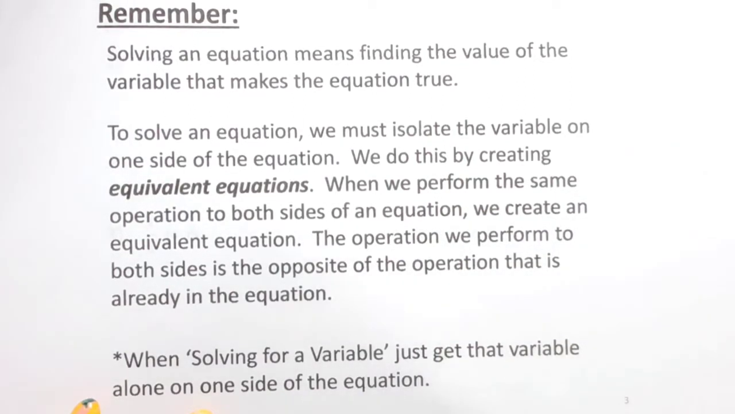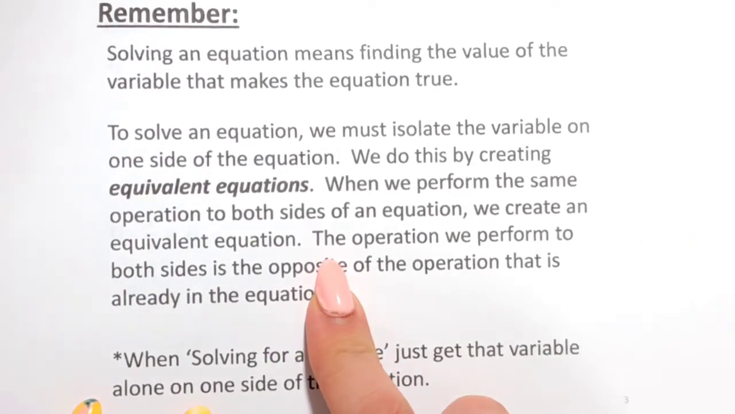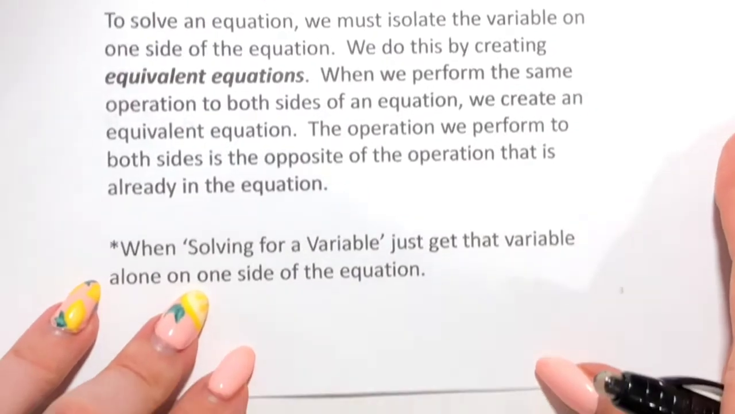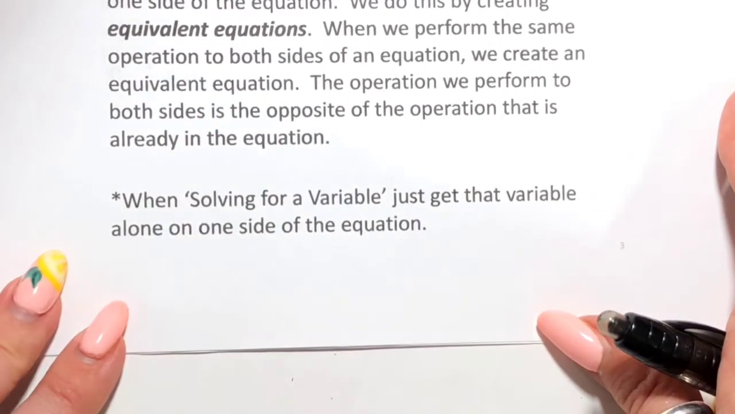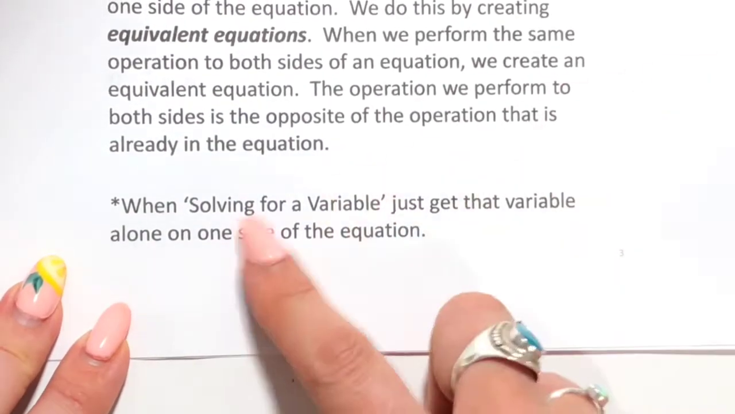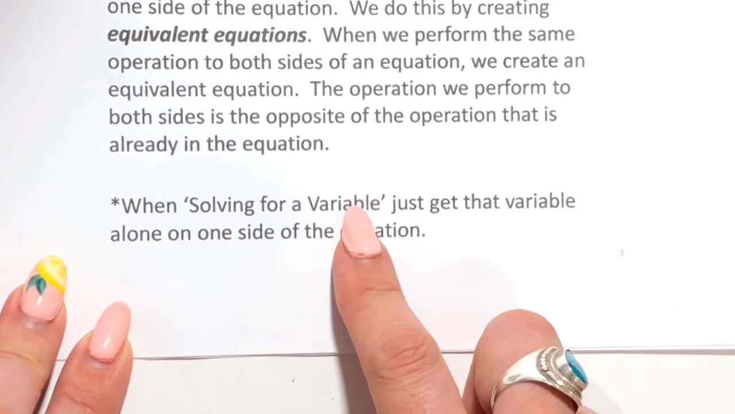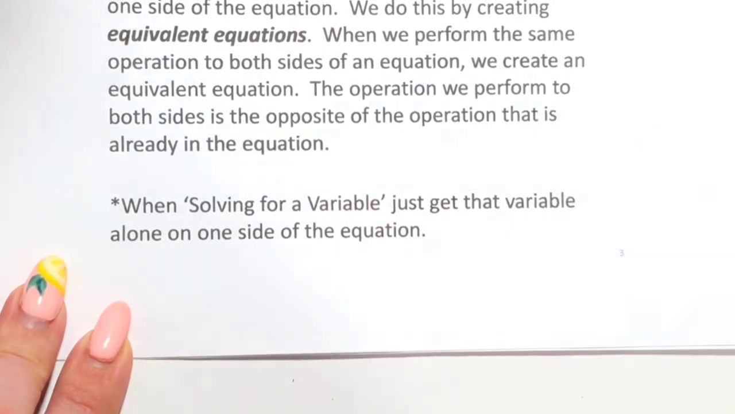So we do this by creating equivalent equations. So that means when we perform something on one side of the equation, you have to do it to the other in order for it to stay equal. So the operation that we perform, we do it on both sides to make sure that it's balanced. So when solving for a variable, what that really is saying is to just get that variable by itself, so to isolate it on one side of the equation.